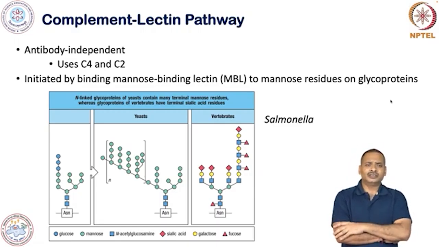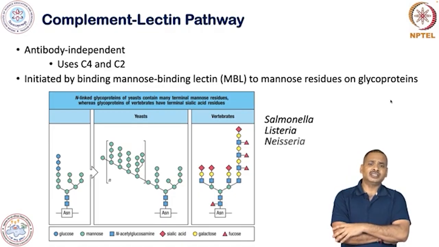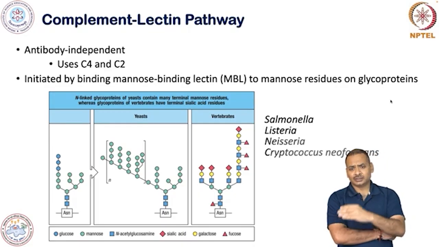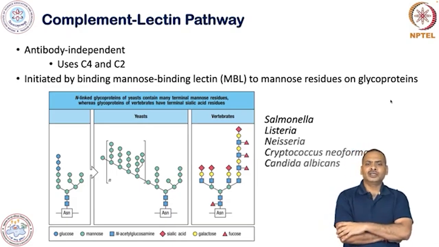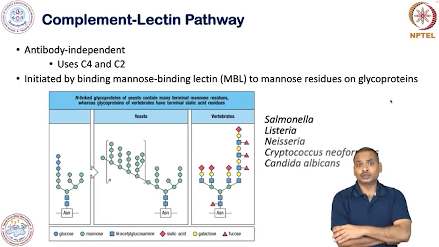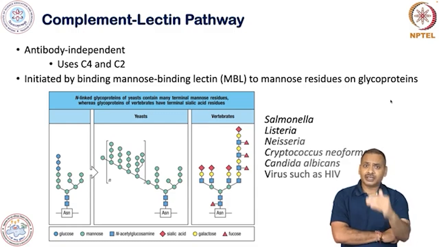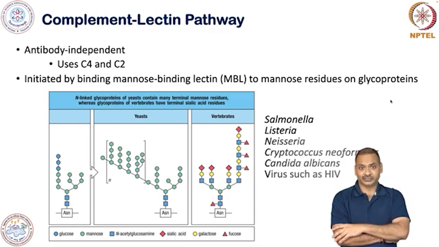Now, this lectin pathway can be triggered by Salmonella, Listeria, Neisseria, and Cryptococcus neoformans, which is a pathogenic fungus. Candida albicans is also a pathogenic fungus, and the lectin pathway can also be triggered by viruses such as HIV.